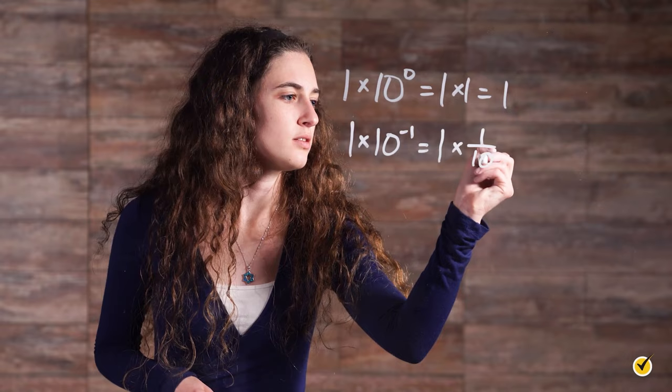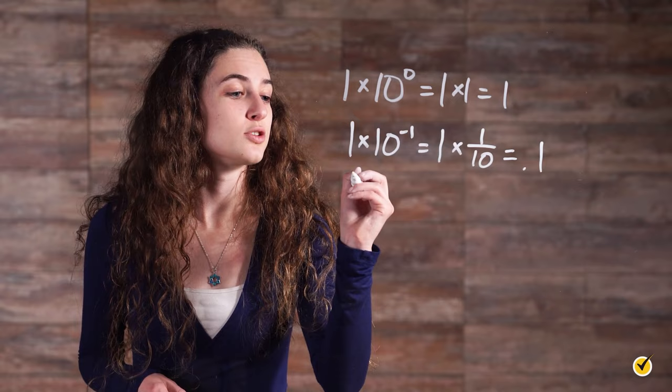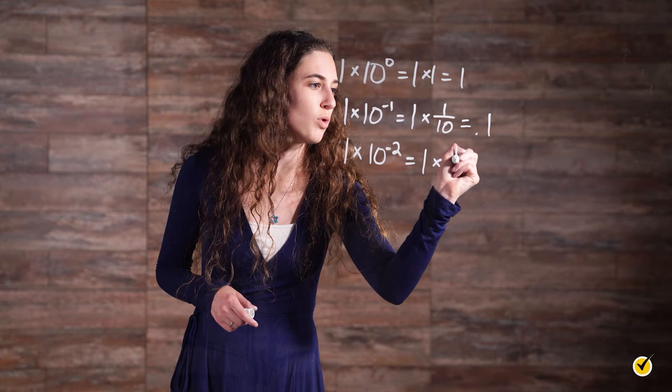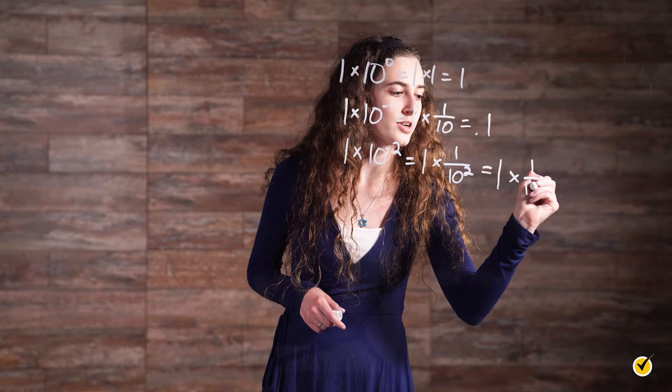The number 0.01 can be written as 1 times 10 to the negative 2nd, which is equal to 1 times 1 over 10 squared, which is equal to 1 times 1 over 100, which is equal to 0.01.